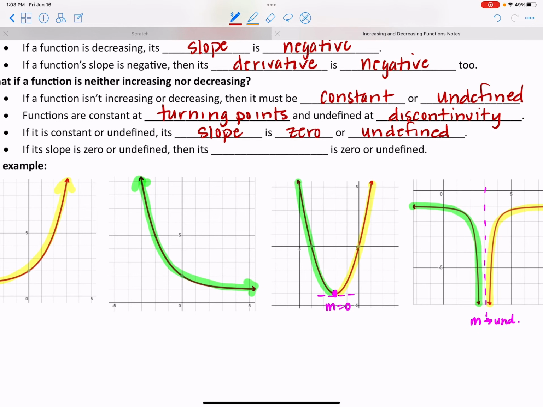Okay, and so if its slope is going to be 0 or undefined, again the slope directly connects to our derivative. So if the slope is 0 or undefined, its derivative is going to be 0 or undefined.